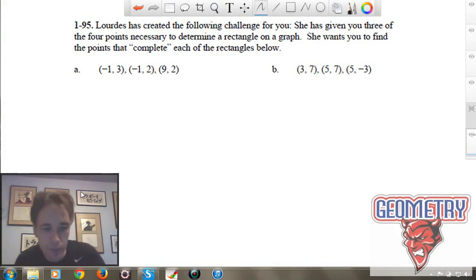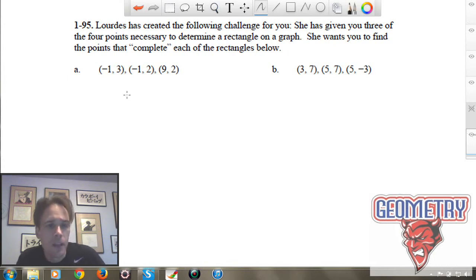Hello again. We're still in Chapter 1 of Geometry, now problem number 95. I'm actually going to do 96 at the same time. Problem number 96 asks you to find the area of each of the rectangles that we create in problem number 95. So might as well just do them at the same time.